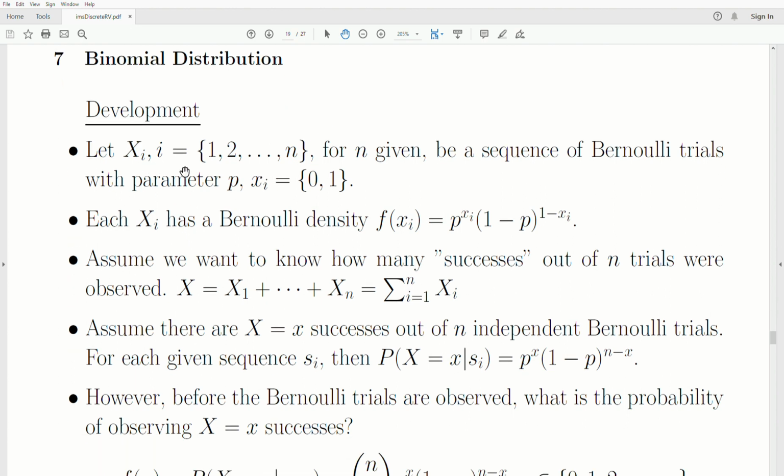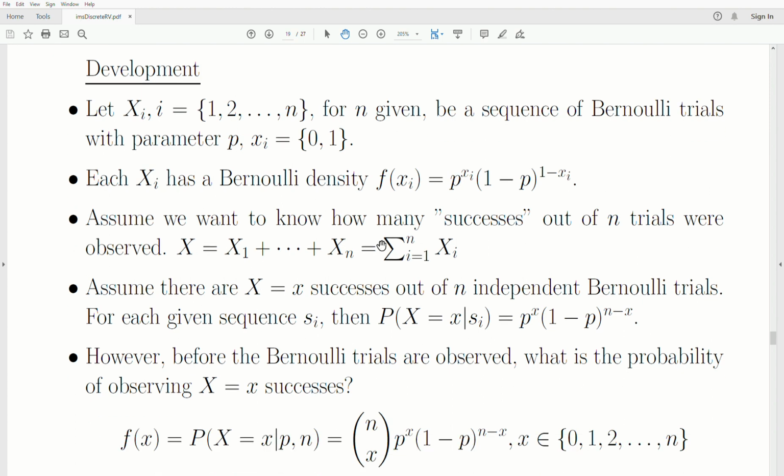Let Xi, i equals 1 to n, for a given n, be a sequence of Bernoulli trials with parameter p. So remember, Xi takes on the values 0 and 1. Each Xi has a Bernoulli density, which we covered in the previous video. Now let's assume we want to know how many successes out of n trials were observed. Call that X. So we're going to add up the Bernoulli trials, right? Each of these is a 0 or 1, and adding them tells us how many successes.